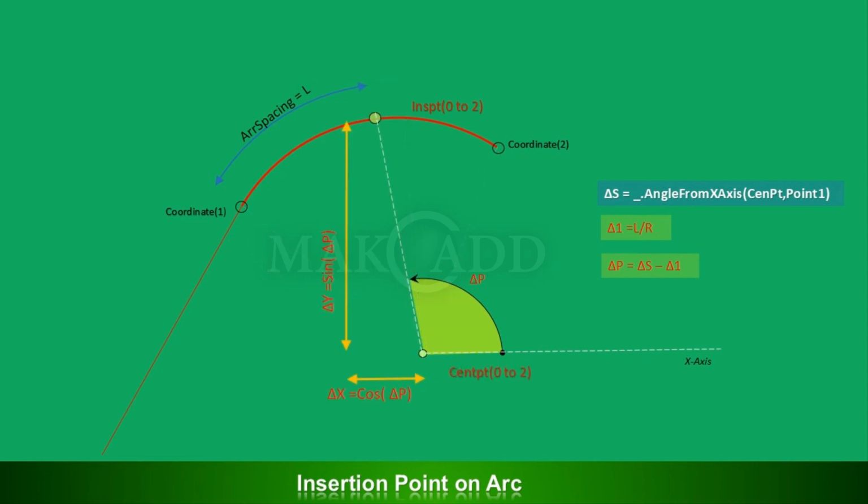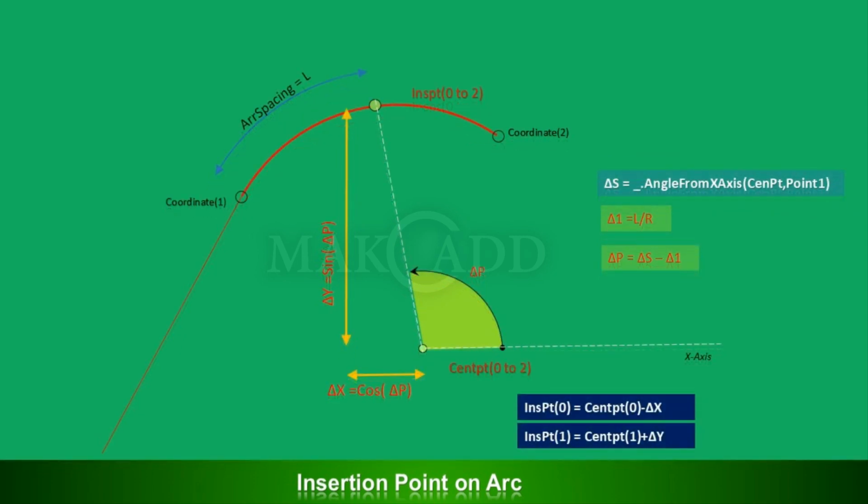Then using trigonometric functions we will find the x and y variation from the center point. Then add or subtract the x and y values from the center point. Here for each quadrant this plus and minus sign will change for cosine and sine values. Here addition and subtraction will change as the x and y values change depending on the quadrant.